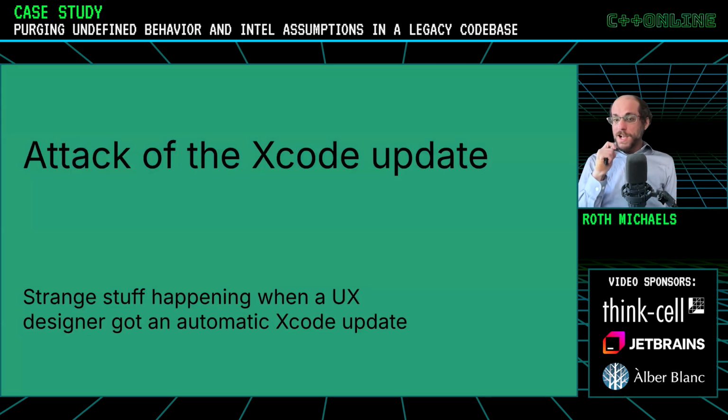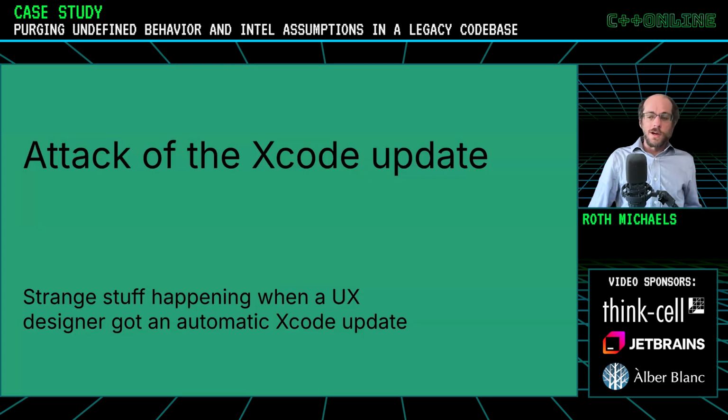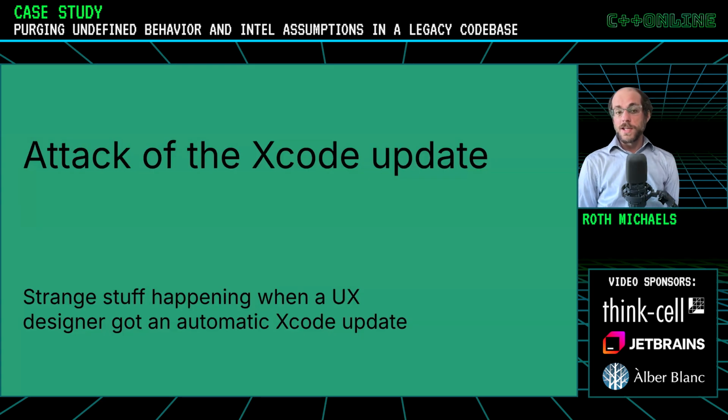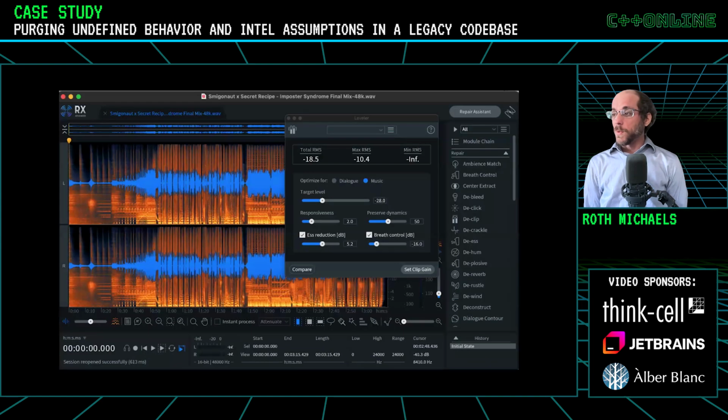The first one is actually still the most exciting for me because it really shows that trying to understand what the result of some undefined behavior will be is almost impossible. So it's the attack of the Xcode update, where strange stuff happened when one of our UX designers had installed Xcode via the App Store, which meant he got an automatic Xcode update, and that compiler change caused something weird to happen. So this is RX, our post-production audio repair software.